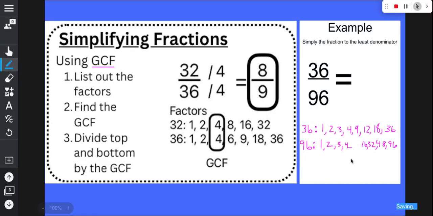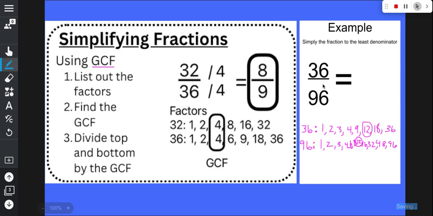I know that 6 and 12 work. And I know that 8 works. So if I'm finding my least common multiple, I am going to find that it is 12 in both of these cases.